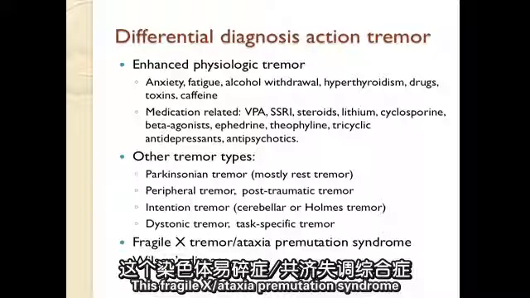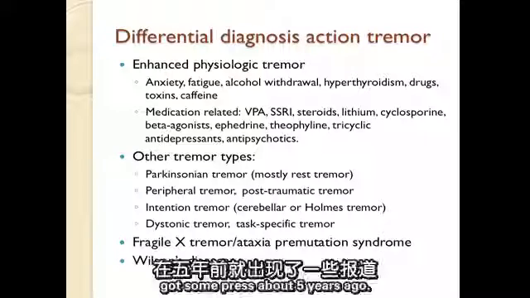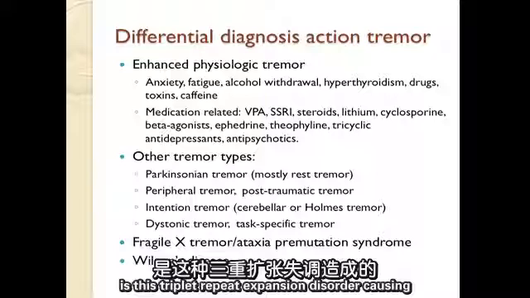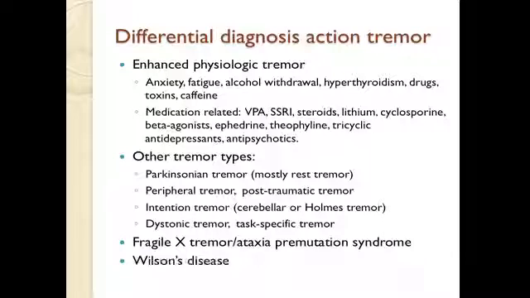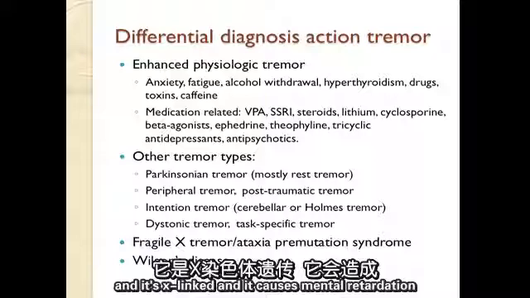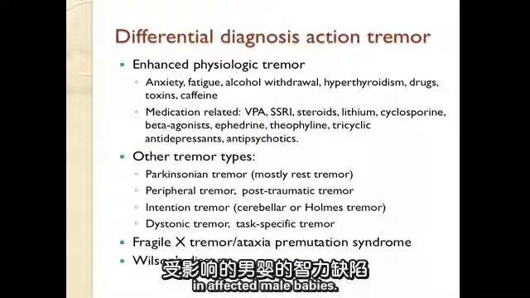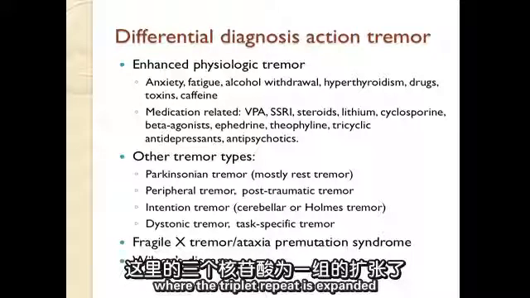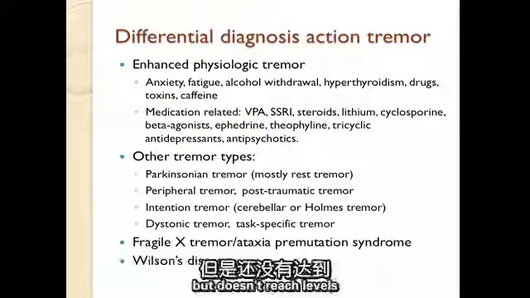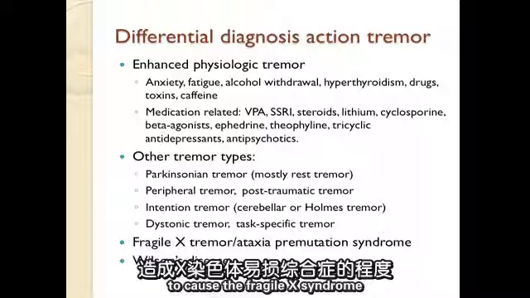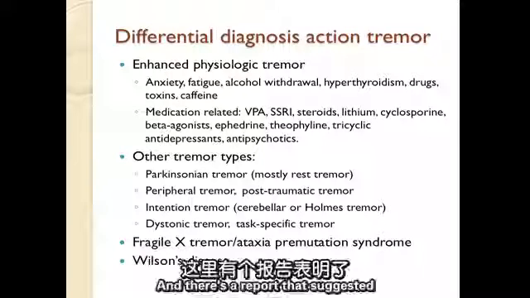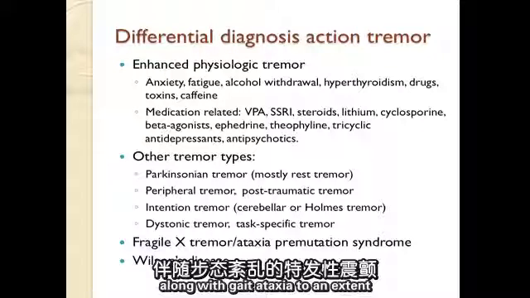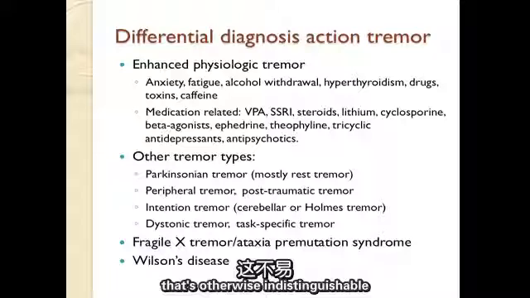This Fragile X ataxia premutation syndrome got some press about 5 years ago. Fragile X syndrome is a triplet repeat expansion disorder, and it's X-linked, and it causes mental retardation in affected male babies. There is a premutation where the triplet repeat is expanded but doesn't reach levels to cause the Fragile X syndrome. And there was a report that suggested that they can have essential tremor along with gait ataxia to an extent that's otherwise indistinguishable from essential tremor.